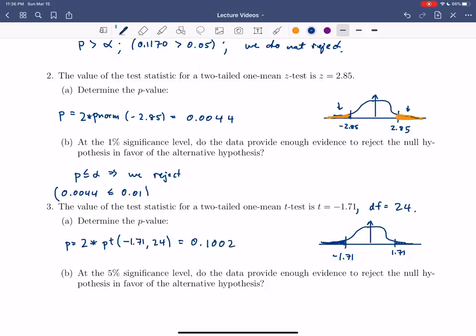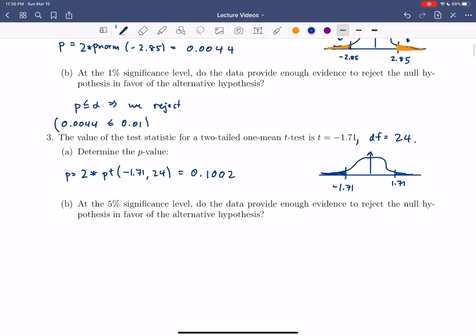0.10002. It's really 0.1001654, but again, we round to 4 decimal places. There we go. So that is our p-value for our data set.